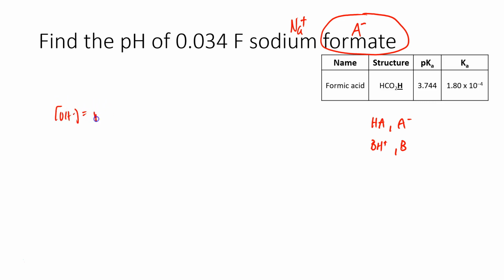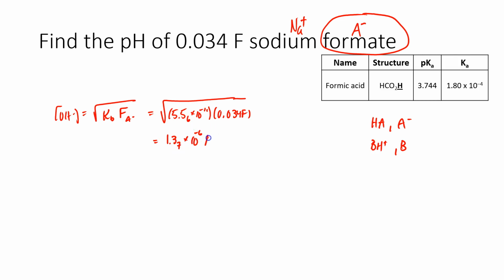OH equals the square root of Kb times the formal concentration of A minus. Kb we have to solve for, and we have to solve for Kb by taking Kw over Ka. I got 5.56 times 10 to the negative 11th. The formal concentration is 0.034 formal. And let's see what we get. I'm getting 1.37 times 10 to the negative 6th molar OH.